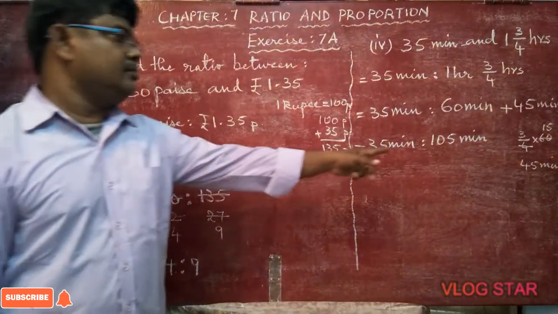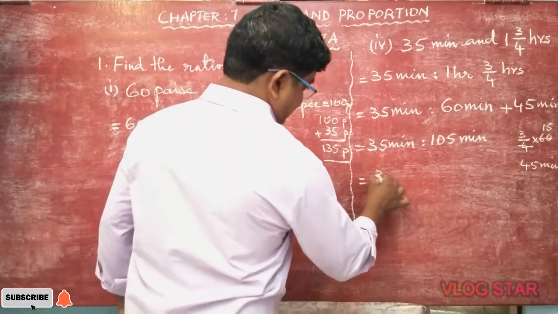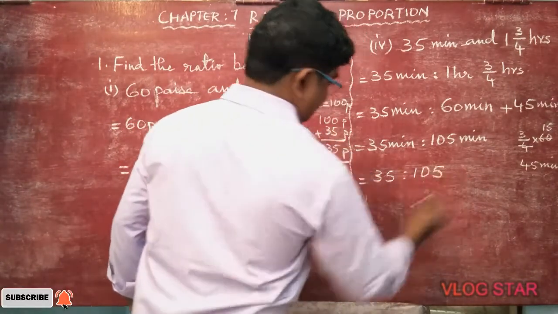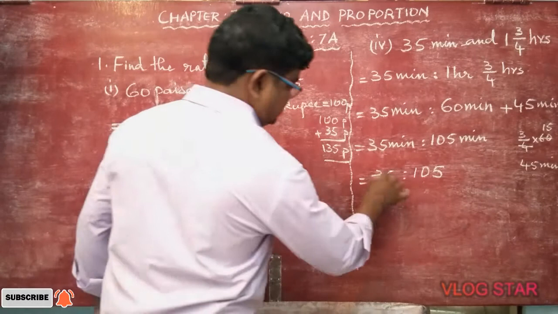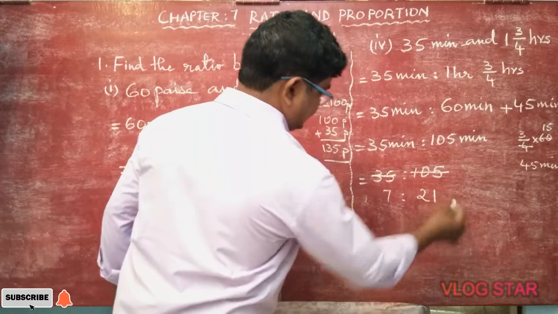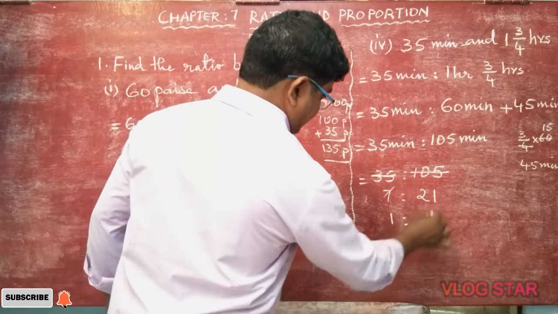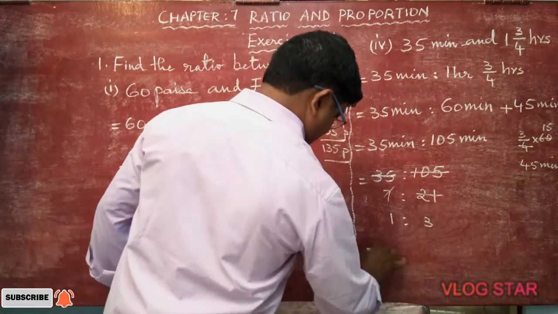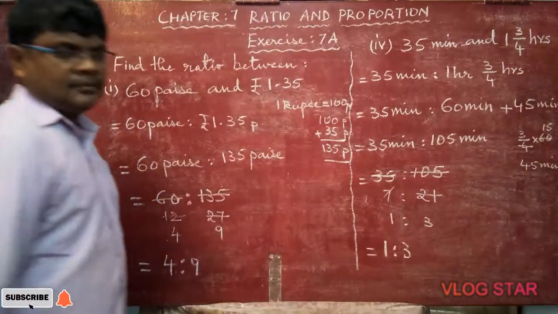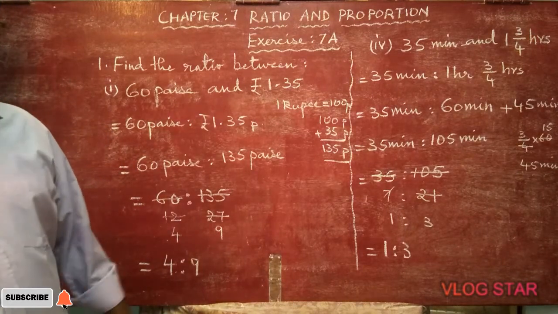Both should be the same kind. Then only we can solve this ratio. So here 35 is to 105. 5 table. 5 goes 7 times, 5 goes 21 times. Next again 7 table. 7 goes here 1 time, 7 goes here 3 times. So what is the answer? 1 is to 3. Everybody follow, we have to convert in such a way. Then we will get the ratio.